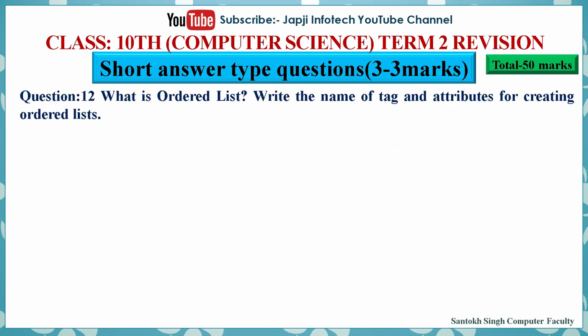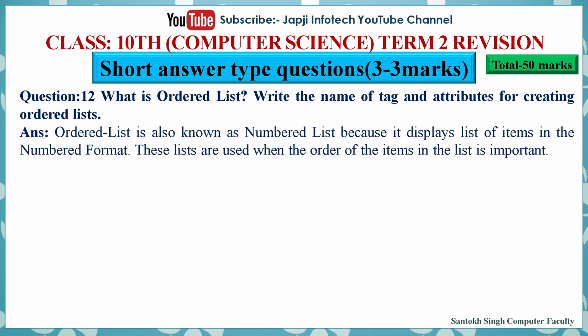And the 12th one is what is ordered list. Write the name of tag and attribute for creating ordered list. So ordered list is also known as number list because it displays list of items in the number format. So these lists are used when the order of the items in the list is important.